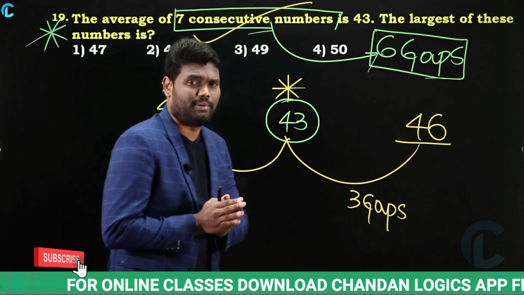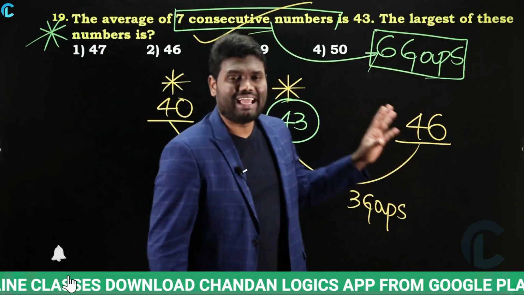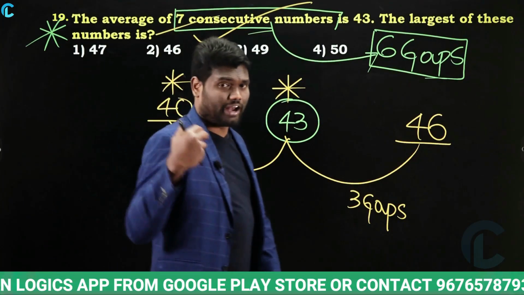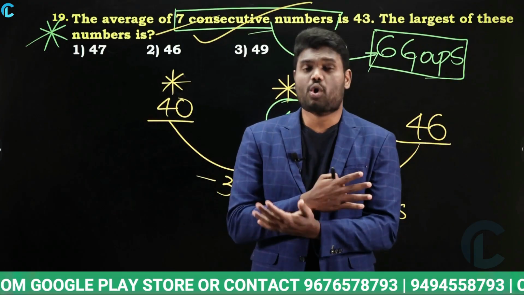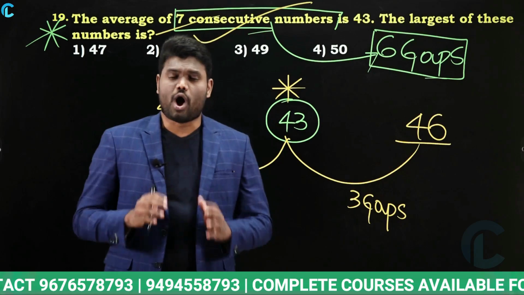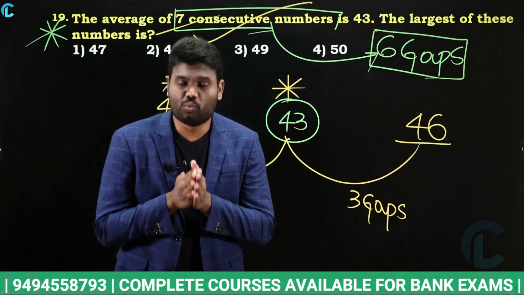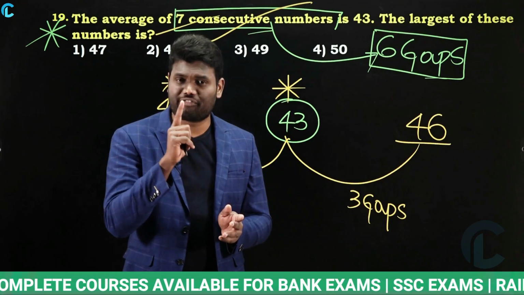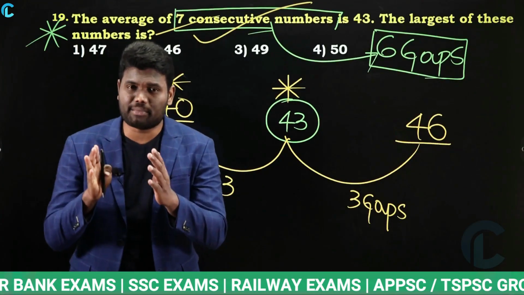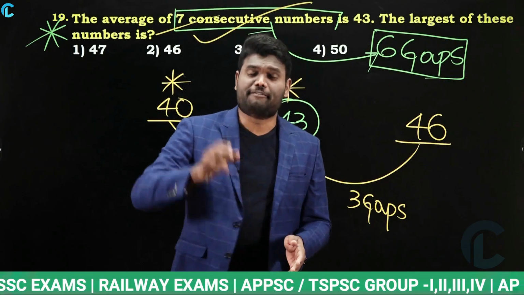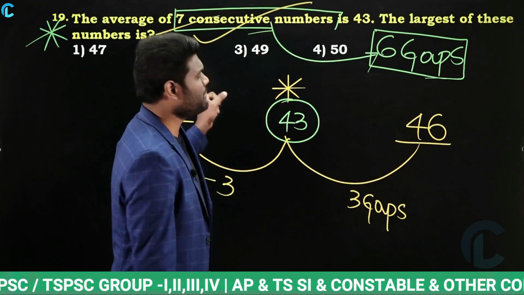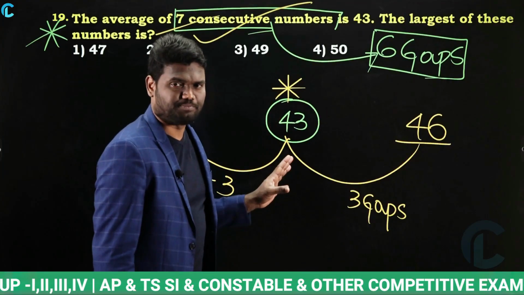Just a very simple and beautiful concept. If you learn this concept, whether it is 7 numbers or 23 numbers or 95 numbers or 74 numbers, whatever it may be, you can solve these questions very easily. Just remember one thing: the number of gaps will always be 1 less than the number of numbers. If you have 10 numbers, gaps will be only 9. If you have 50 numbers, gaps will be only 49. Similarly, if you have 7 numbers, gaps will be only 6.